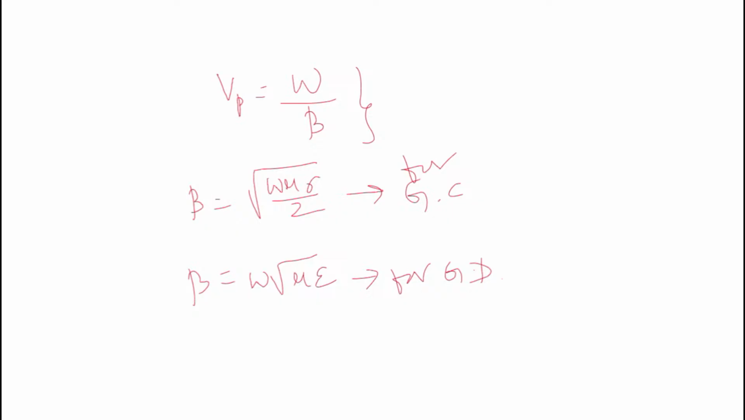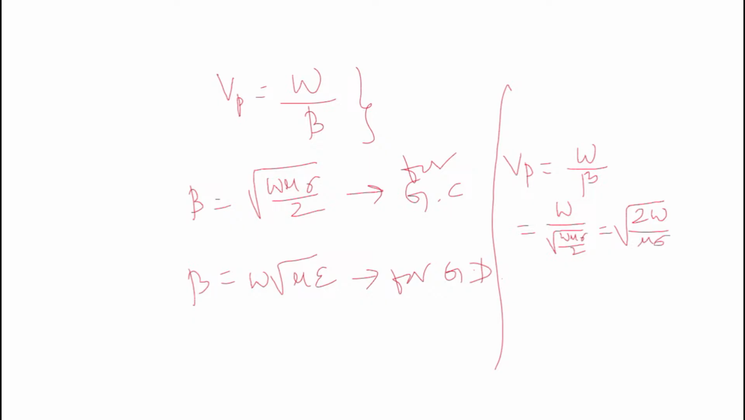Therefore, the phase velocity for the good conductor, Vp, is equal to omega by beta. That is omega divided by root omega mu sigma by 2. So it can be written as under root 2 omega by mu sigma. So this one is the phase velocity for the good conductor.